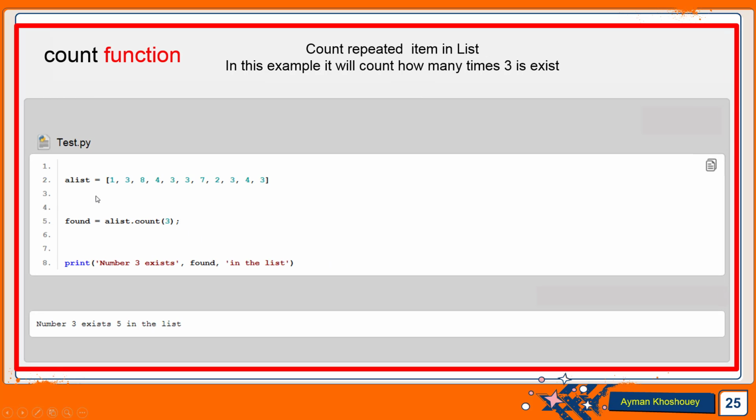Count function. If you have a list like this, 1, 2, 3, 4, 5, 6, 7, 8, 9, 10, 11, and you look for 3, print number 3 exists 5 times in the list: 1, 2, 3, 4, 5.